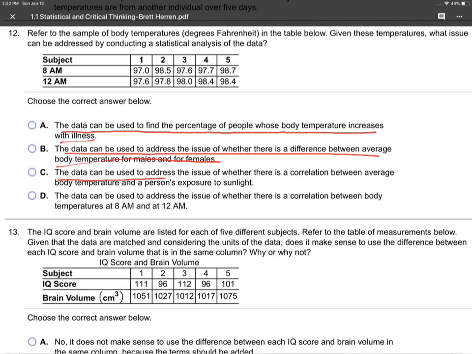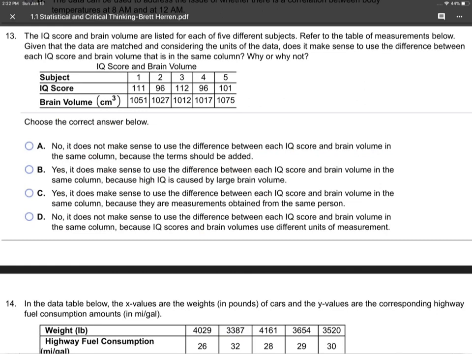The data can be used to address the issue whether there is a correlation between average body temperature and a person's exposure to sunlight? No, there's nothing about sunlight in there. The data can be used to address the issue whether there is a correlation between body temperature at 8 and 12. Yeah. All right, so these are kind of silly questions. I'm probably moving fast now, huh? I want to make sure I cover all the ones that are hard.